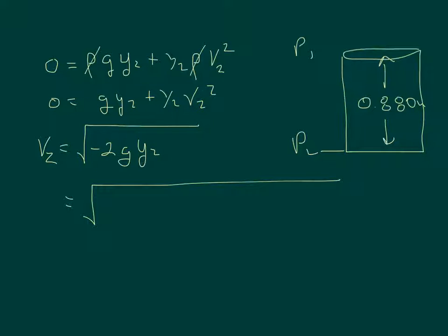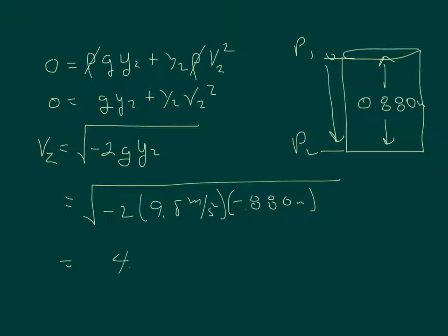So, therefore, it's the square root of minus 2, 9.8 meters per second squared. Remember, if we call this 0, then y2, this measurement here of 0.880 meters, is a negative. Taking the square root of that, I get 4.15 meters per second as the velocity of the fluid flowing out of the oil drum. Note that actually it's independent of the density of the fluid.